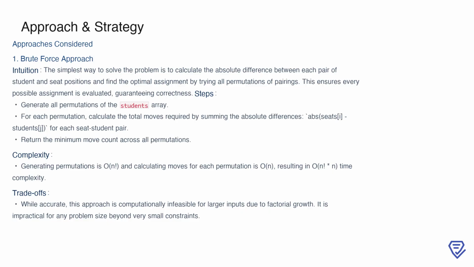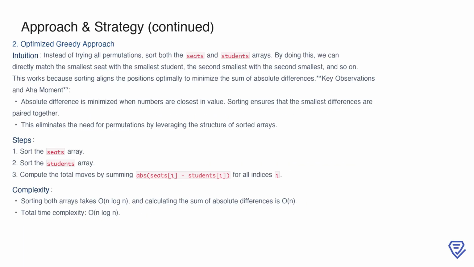efficient alternatives. A much faster and more efficient strategy is the optimized greedy approach. Here, we leverage the insight that sorting the seats and students arrays allows us to pair the smallest seat with the smallest student, the second smallest with the second smallest, and so on. This minimizes the absolute differences between pairs, as sorting ensures that numbers closest in value are matched together.